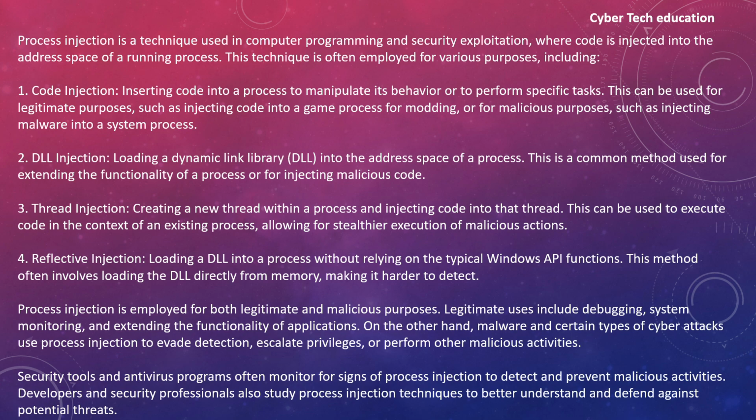Then after that is reflective injection. What is reflective injection? It is loading a DLL, a dynamic link library, into a process without relying on the typical Windows API, application programming interface, functions. This method often involves loading the DLL directly from memory, making it even harder to detect.